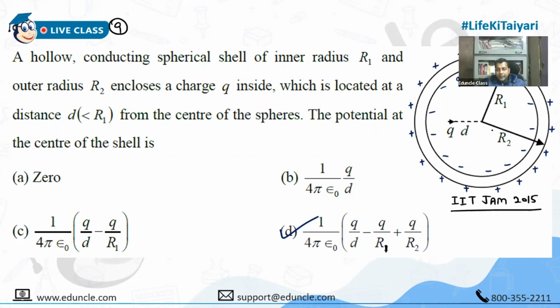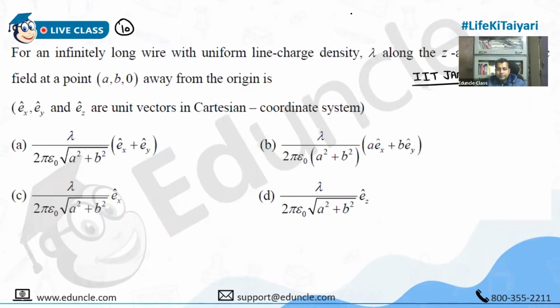So in order to find the potential at the center, for this it will be Q by 4 pi epsilon naught R2. For this it will be minus Q by 4 pi epsilon naught R1. And for this charge it will be Q by 4 pi epsilon naught D. So clear cut, the D option is there. So B option is the answer.